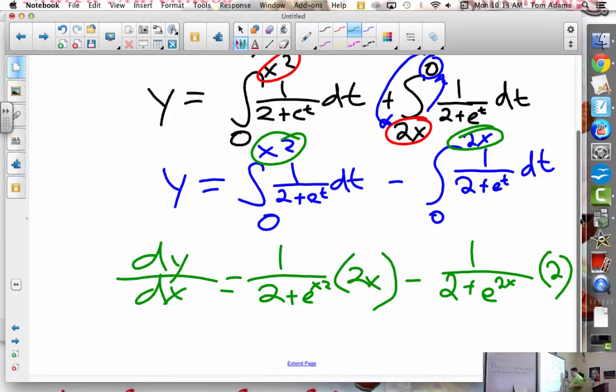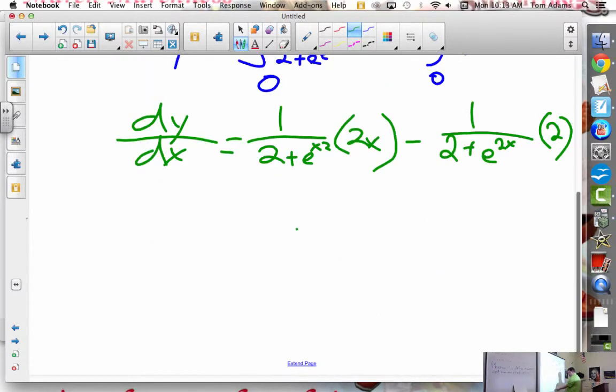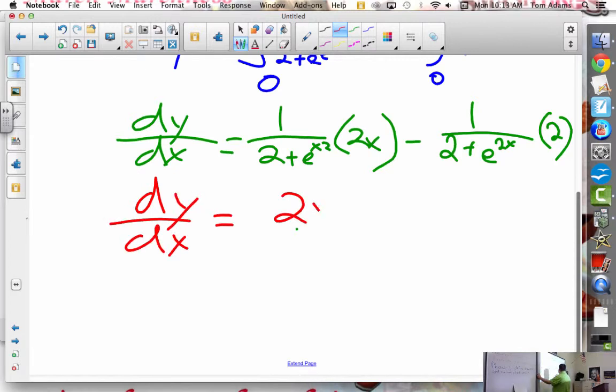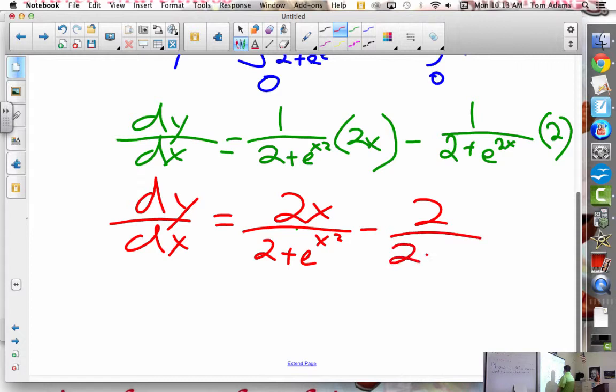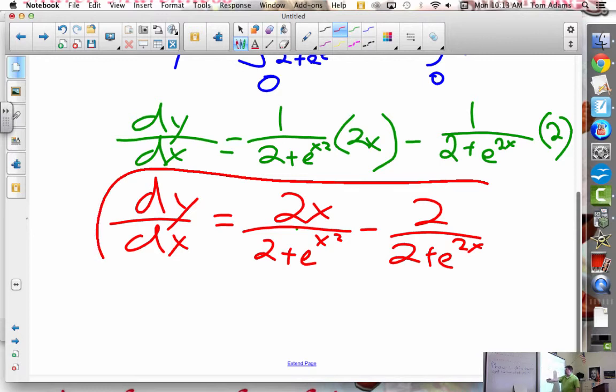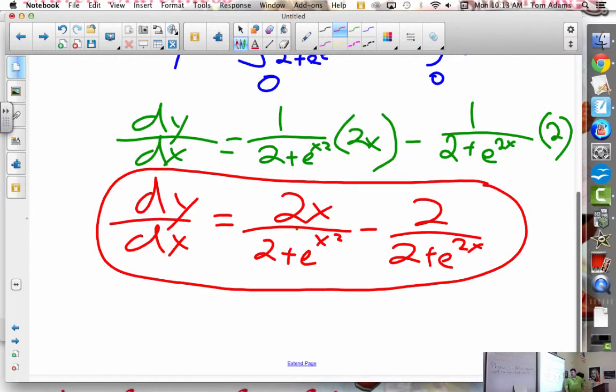Now I could clean this up a little bit if I want to, but technically that's a good answer. I could say that dy/dx is equal to 2x over 2 plus e to the x squared, minus 2 over 2 plus e to the 2x. And that's my final answer. That would work.